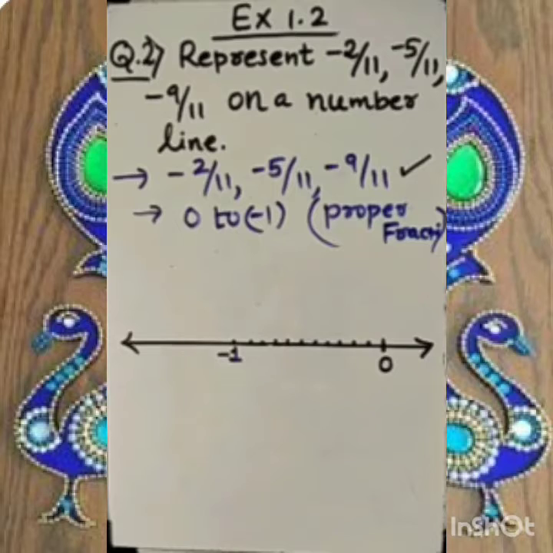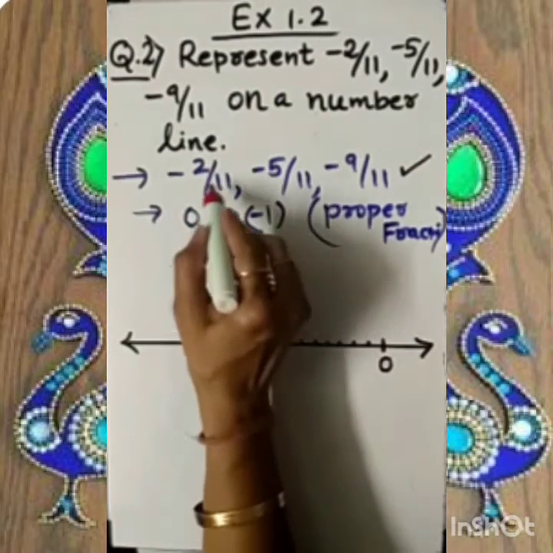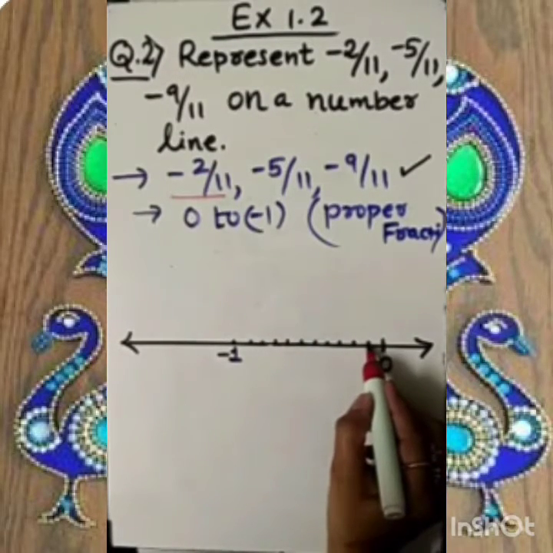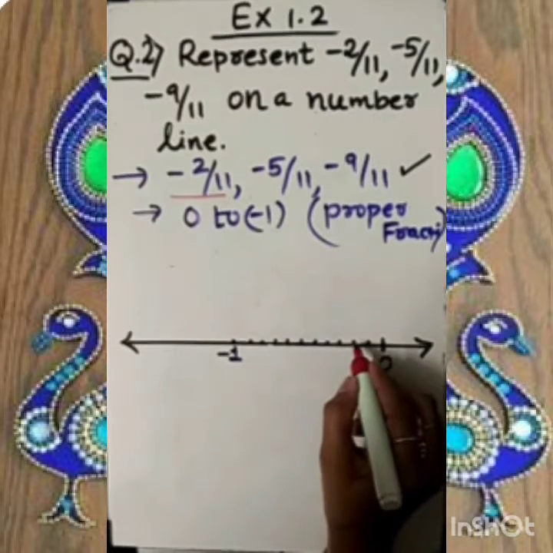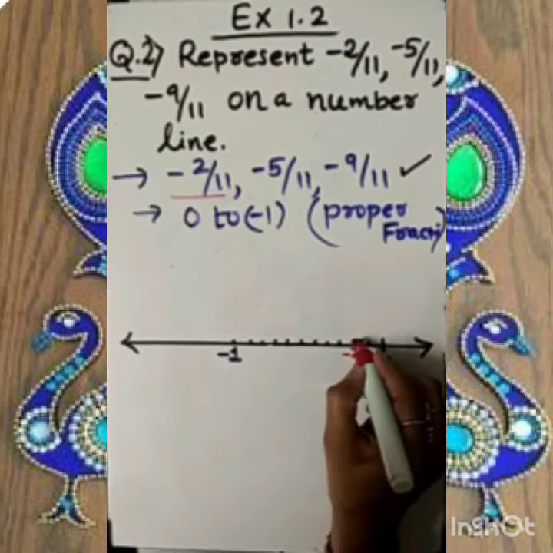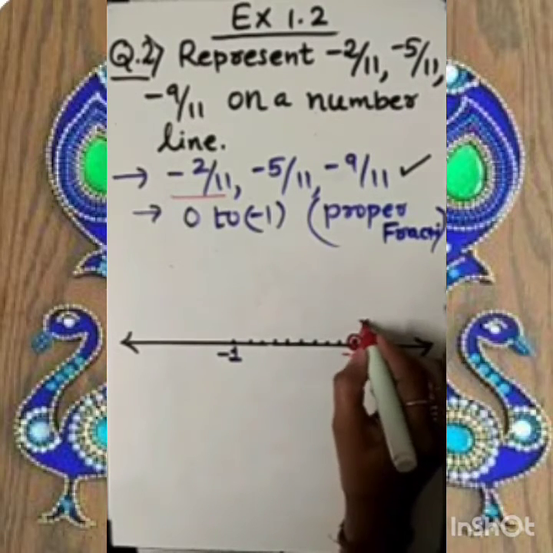Then how to locate the rest of the points? So I am showing you here. First point that we need to locate is -2/11. I am talking about this point. So this will be -1/11. Then this point is -2/11. Let me call this point X.